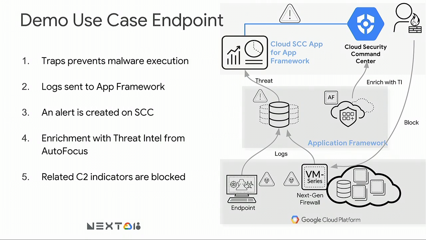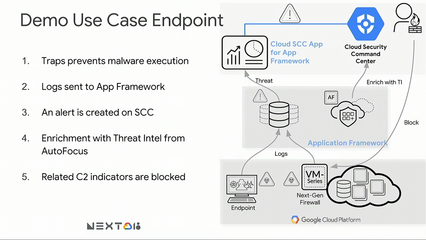So what we are doing right now is showing this flow. On the bottom, you have an endpoint, which actually is the machine where I tried to Bitcoin mine, that had a malware that was blocked by our endpoint protection Traps. And the logs are being sent from the endpoint to application framework. This will be stored there, and the Security Command Center app that we wrote will pick up this data, detect that there is an alert, and create a finding in Security Command Center. So we will see a finding there, hopefully.